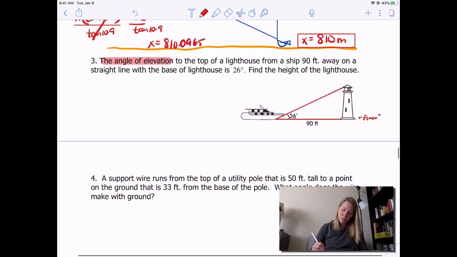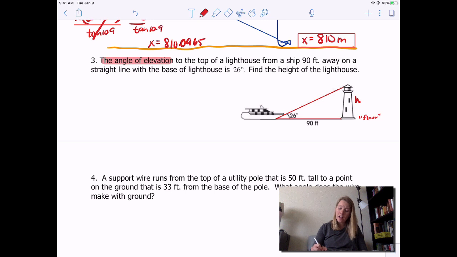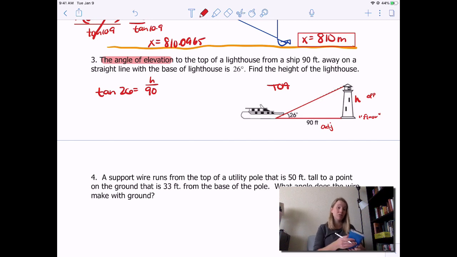They want to know what is the height of the lighthouse. So I'm going to label that there. Okay. So now I have an angle. I have an opposite. This is my adjacent. So I will say that I've got a TOA again. So this is the tangent of 26 is h, so the opposite over 90. Notice again, I'm in feet now, not meters, so back like number 1. So I can multiply by 90 on both sides.